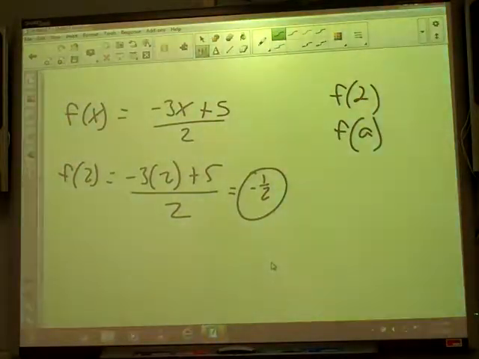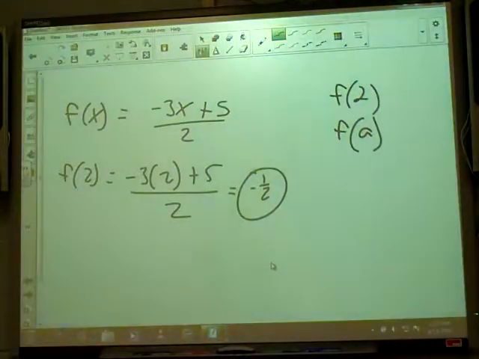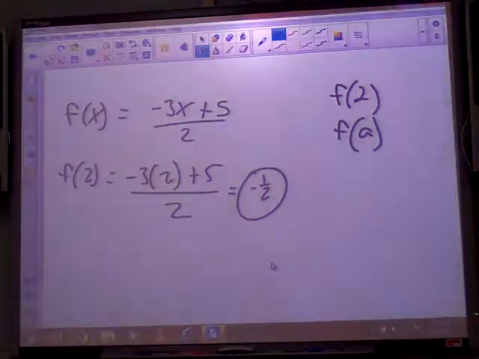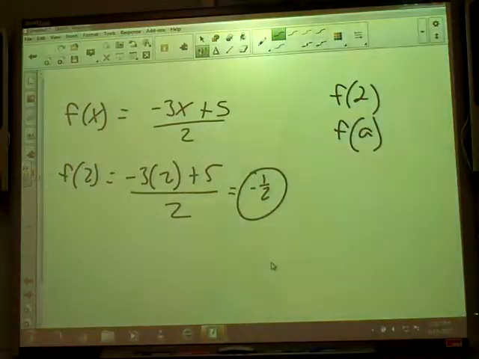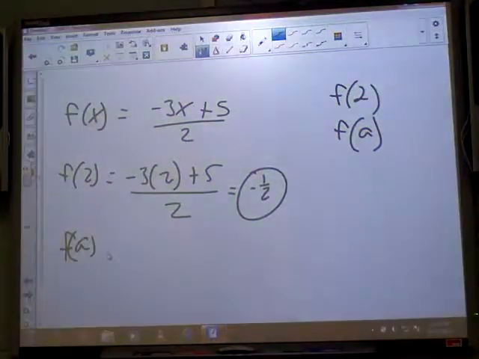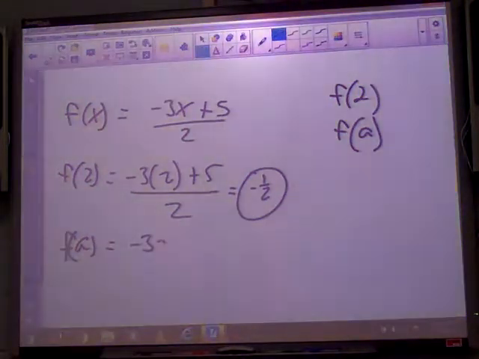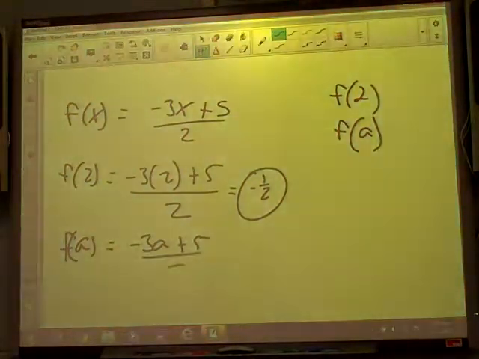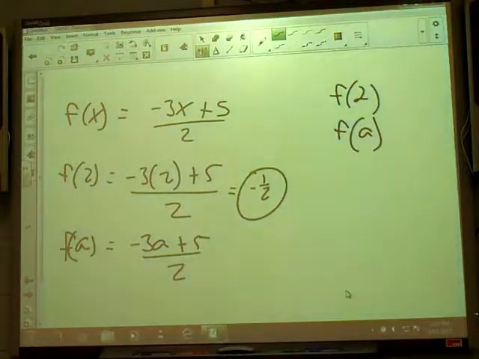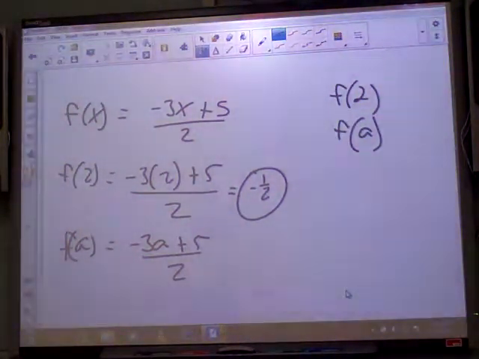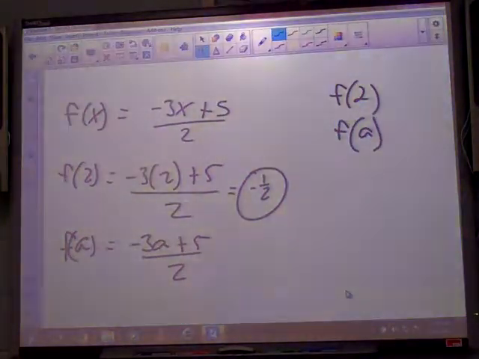Now, one of the things they were confused on in Miss Ladou's class, that they were asking me about, was how do you do f of a? That's even easier because there's not even any calculations to do. You're just going to plug an a in for the x. So f of a is equal to negative 3a plus 5, divided by 2. That's your answer. We just had to rewrite it.